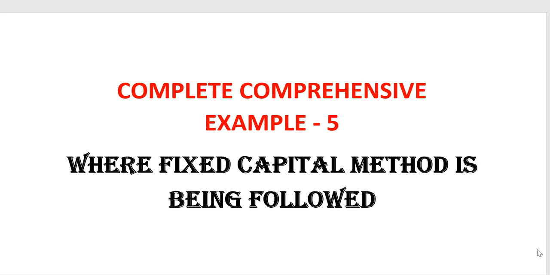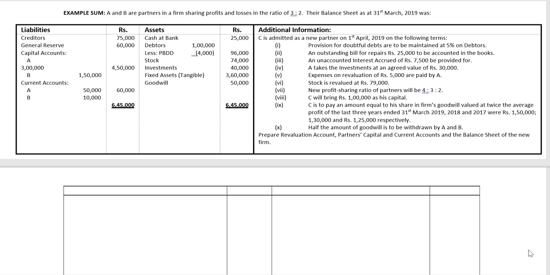Let's go to the example sum. A and B are partners in a firm sharing profits and losses in the ratio of 3:2. The balance sheet as at 31st March 2019 was. The balance sheet is given to the left of the screen. Additional information on the right of the screen. C is admitted as a new partner on 1st April 2019 on the following terms.